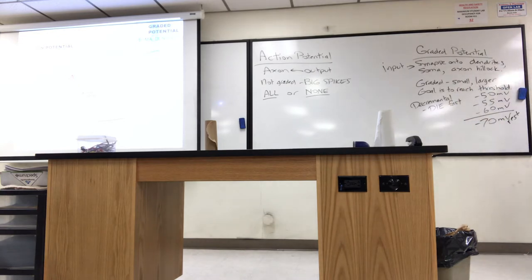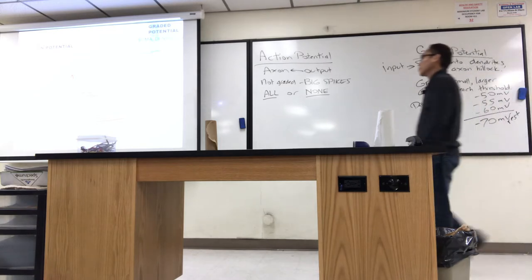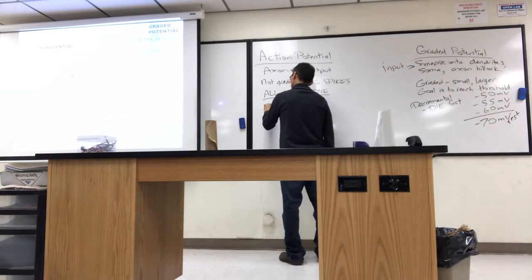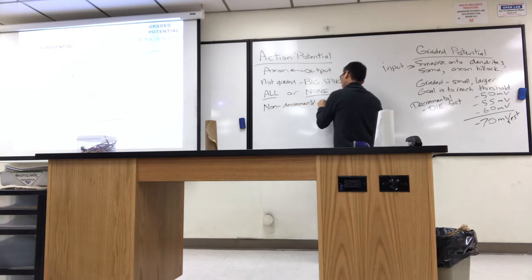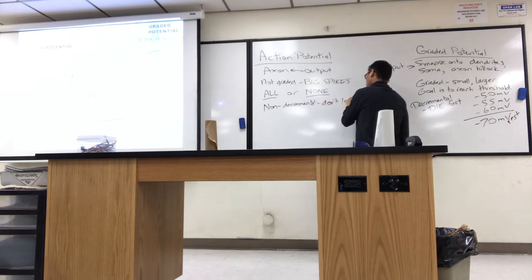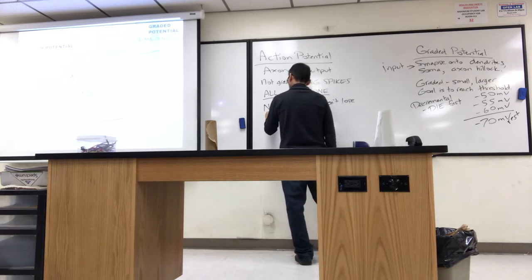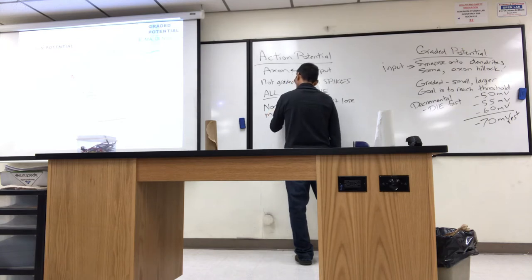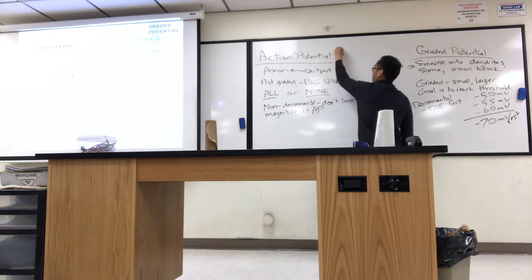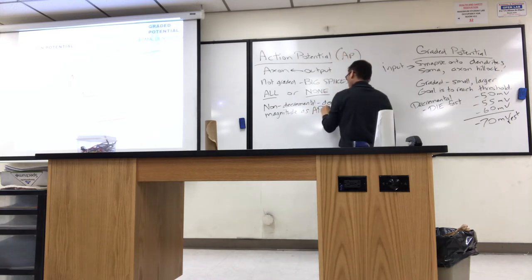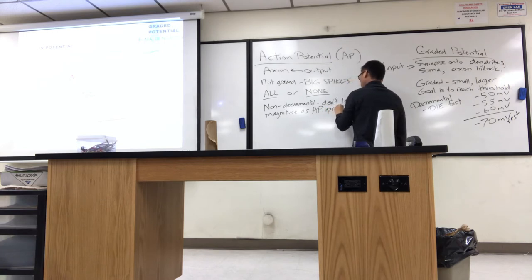If you do get an action potential, they're non-decremental. They will propagate along the axon and they will never lose their magnitude. Non-decremental. They don't lose magnitude. As the AP, which is my shorthand for action potential, propagates down the axon.